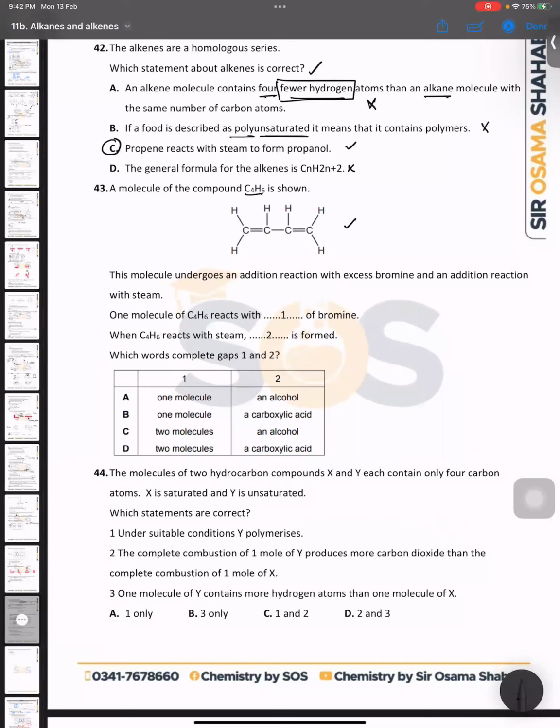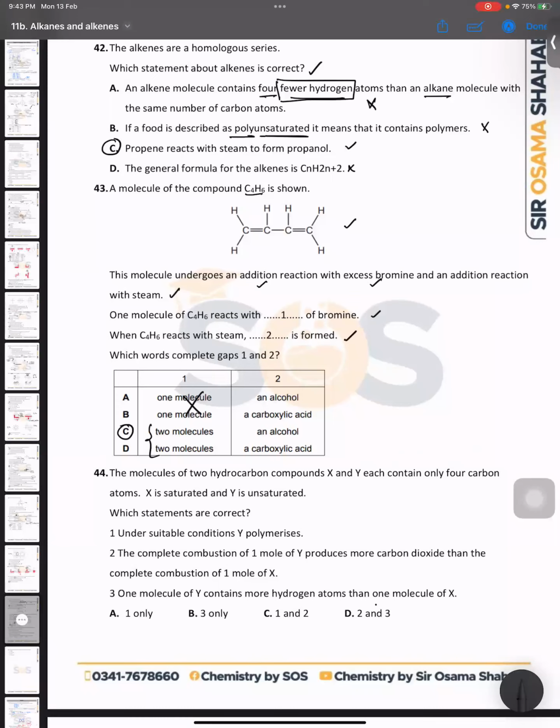This molecule undergoes addition reactions. Definitely it has a carbon-carbon double bond, with excess bromine and an addition reaction with steam. That's fine. 1 molecule of C4H6 reacts with how many molecules of bromine? Definitely we have 2 double bonds, so it should be 2 molecules. So these 2 answers are the right answers, and these are not. Then when C4H6 reacts with the steam, it will form what? Definitely alcohol. So this would be the right answer, C. Good job, boys and girls.